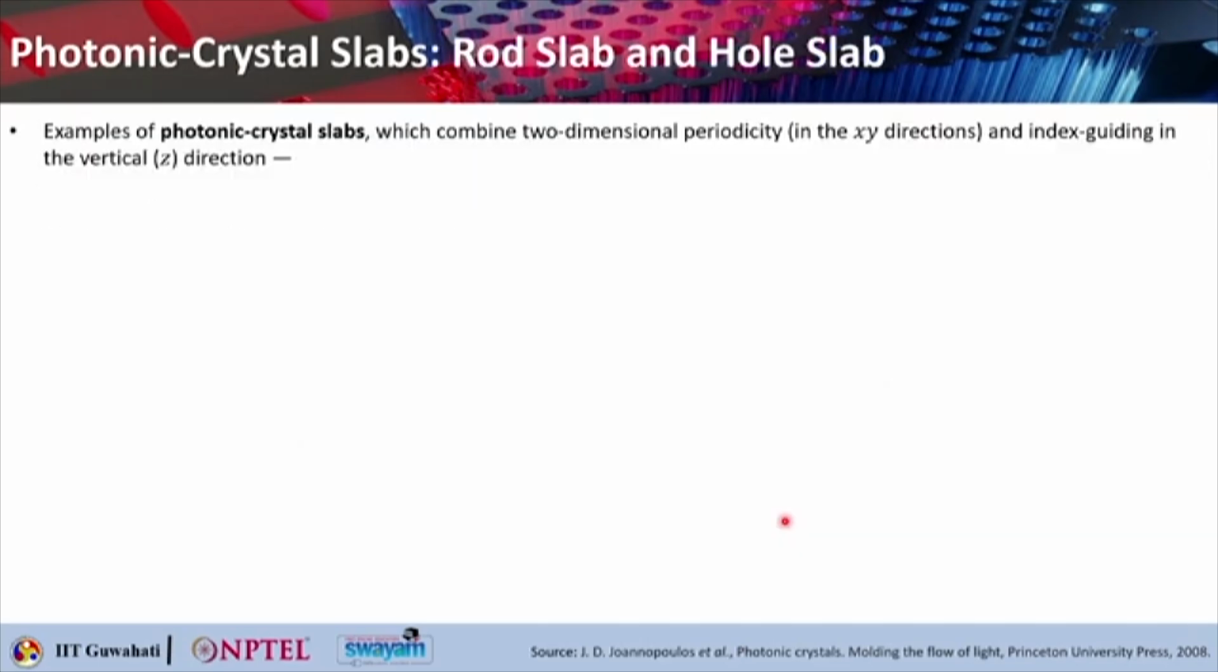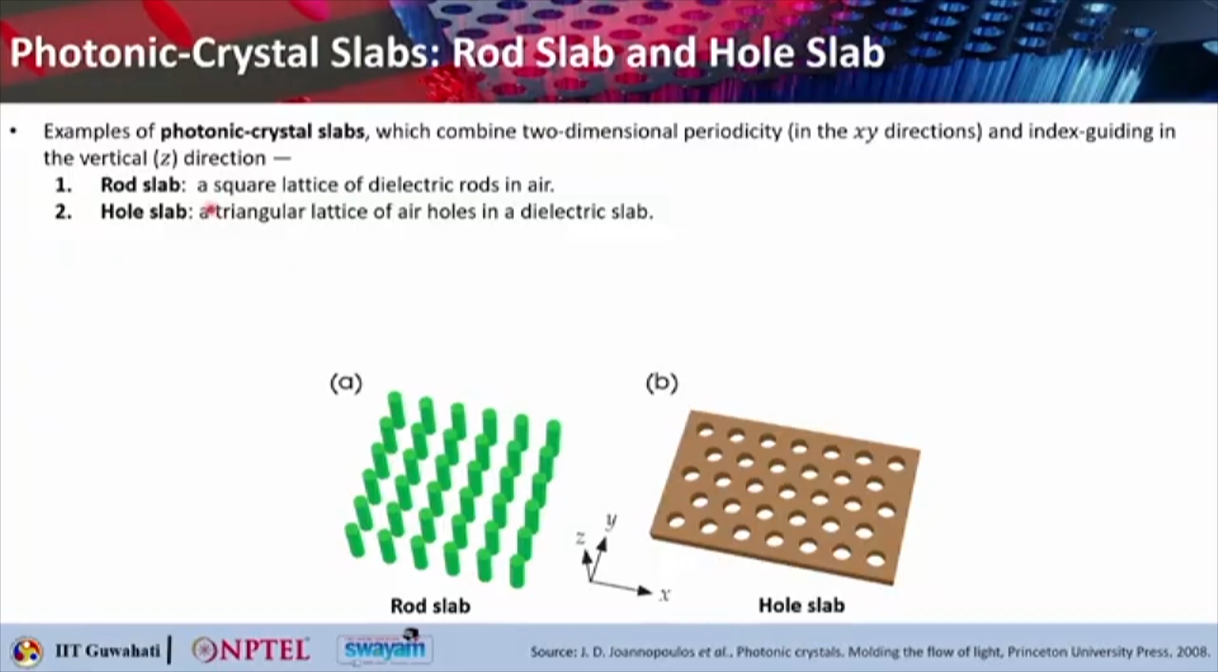So there are some examples of photonic crystal slabs. They are able to combine two-dimensional periodicity in the xy dimension and index guiding in the vertical or z direction. One example could be the rod slab. As you can see here, it is basically a square lattice of dielectric rods in air, or you can have the inverse structure.